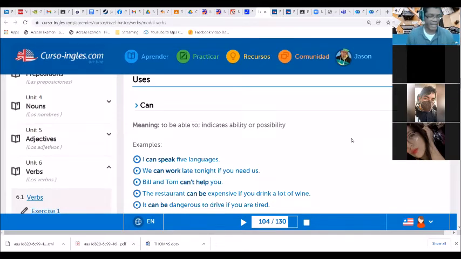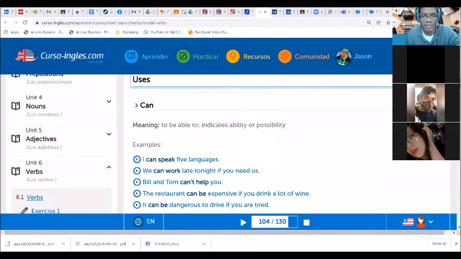When do we use can? And give us some examples. Yes, can examples. I can speak 5 languages. We can work day to night if you do needers. Bill and Tom can help you. The restaurant can be expensive if you drink a lot of wine. It can be dangerous to drive if you are tired. Yeah, so be super, super careful.